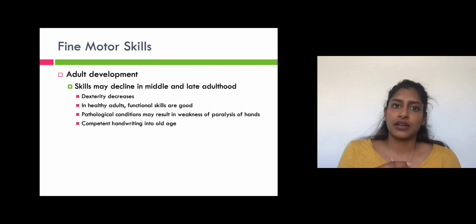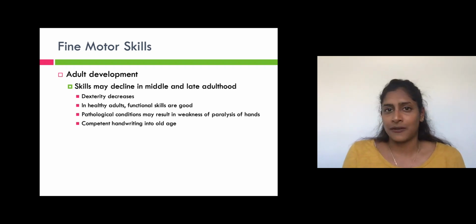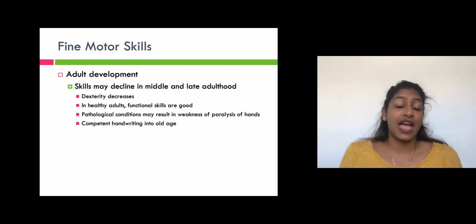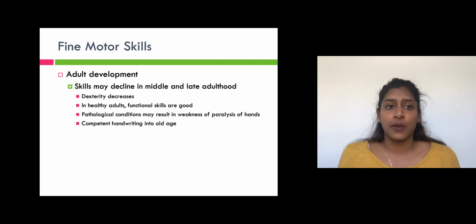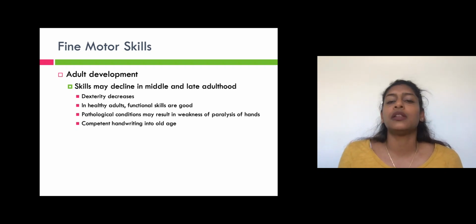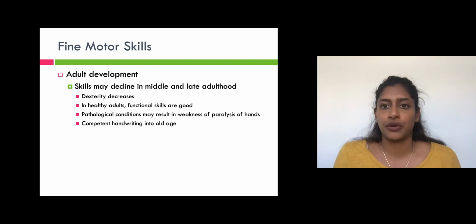We're still competent at being able to write even as we get older. Now, if you've got some kind of shaking or things like that, that might affect what that looks like, right? But in terms of our ability, we still retain that into older adulthood.